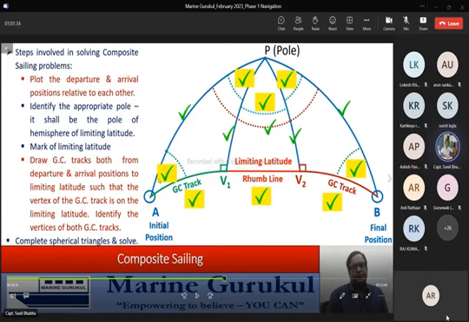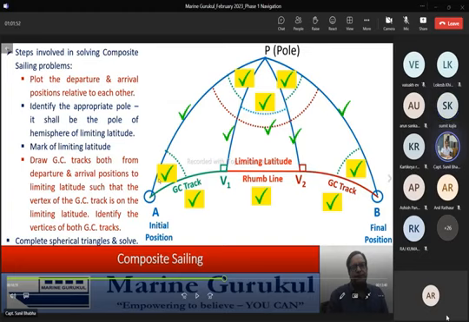Right. So generally, sir, while solving composite sailing, we don't need to use the cosine formula, right? No, not required, beta. We do not use it. To compare distance, sir, we have to calculate the GC distance by cosine formula.